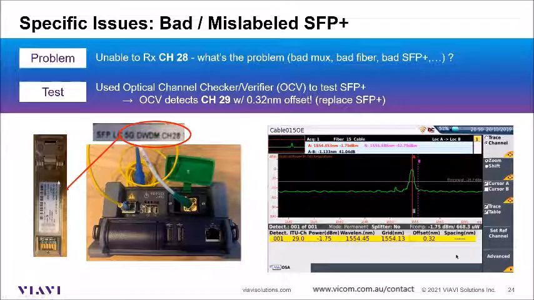There can be mislabeling of the actual SFP from what it was designed to do. And probably there's nothing wrong with the SFP. It's just that the label on it was incorrect. So this could be picked up very quickly, very easily with the optical channel checker, and that resolved the issue quite quickly.